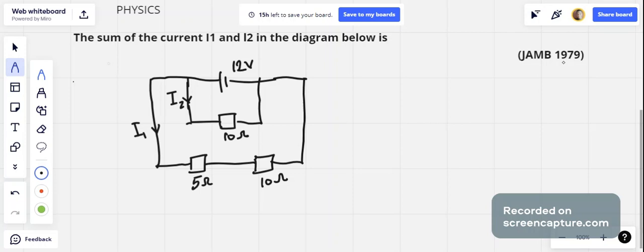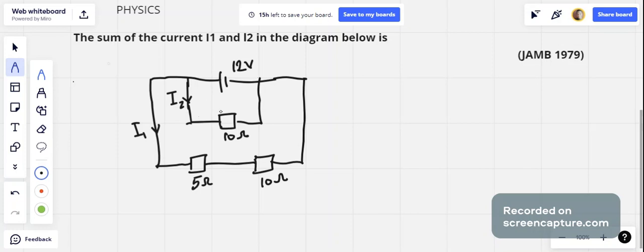Answer this question from 1979. The sum of the currents I1 and I2 in the diagram below is, so these are the two currents. What is their sum? We should find this current and this current, then add them to see their sum. You can pause the video and see if you can do that. All right, after doing, let's see if yours is the same as mine.